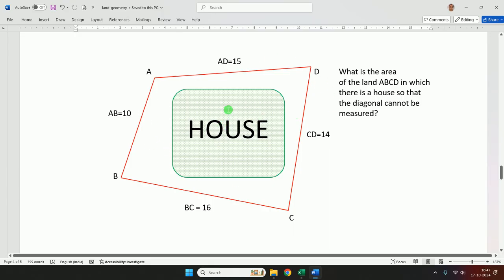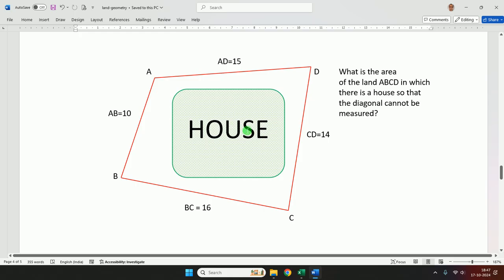But since there is a house here, we cannot use a measuring tape to measure this diagonal from A to C. We cannot do that because there is an obstruction from this house. Or B and D also we cannot measure. The distance between B and D also we cannot measure because of the presence of this house. Now, how will you calculate the area when it is an occupied land? It is not vacant land.